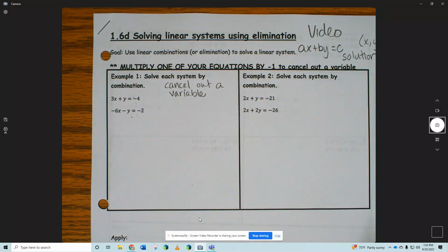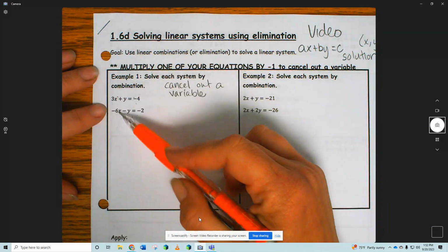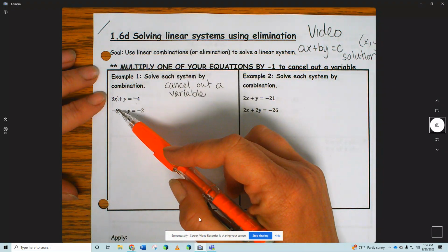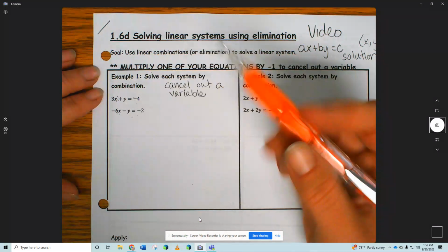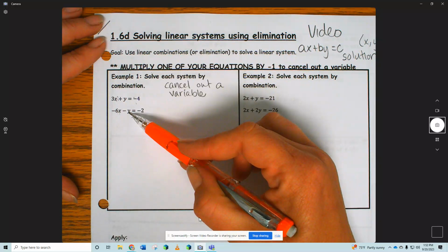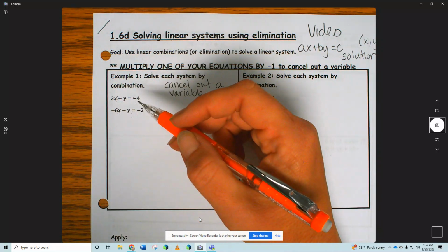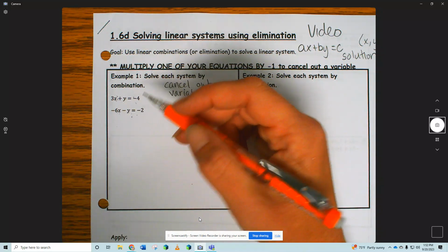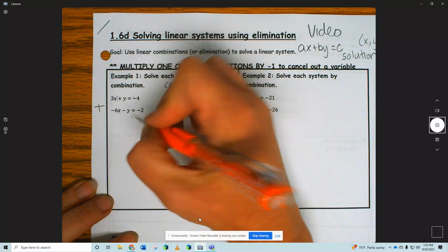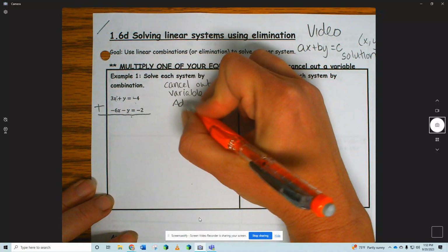So today's like basics. I'm going to look at my x's. Can I cancel out x's if I combine the 3 and the -6? No. Can I cancel out the y's if I have a 1y and a -1y? Yeah. So would I add these or subtract these to cancel them out? I'm going to add the equations.